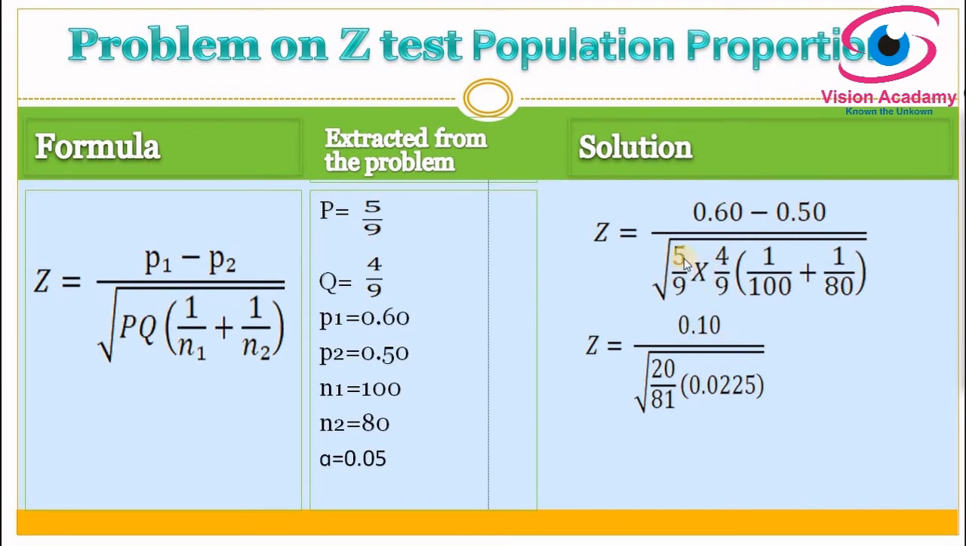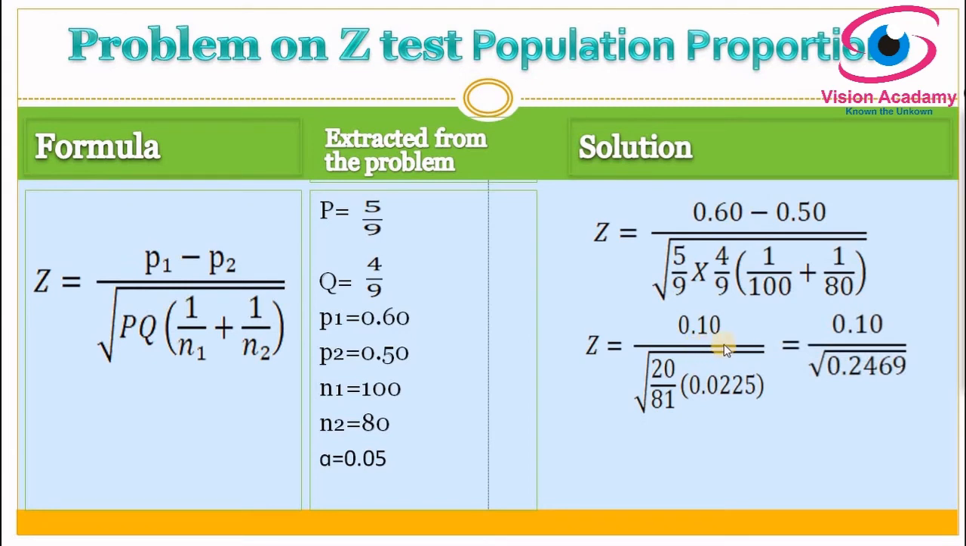So if I multiply 5 into 4, that is 20, and 9 into 9, 81, and I will divide 1 by 100 and 1 by 8, and ultimately I will add these two values, so that I get 0.0225. So in the next step I will simplify still more.